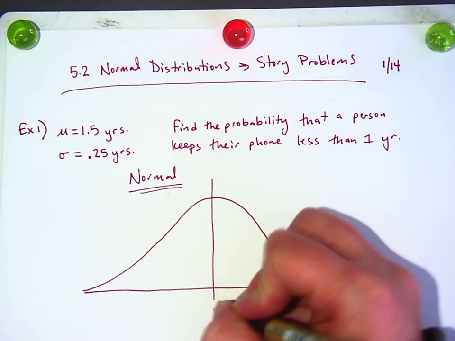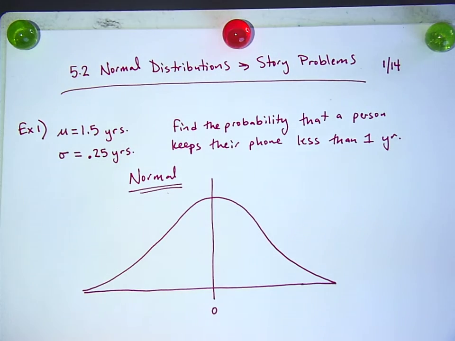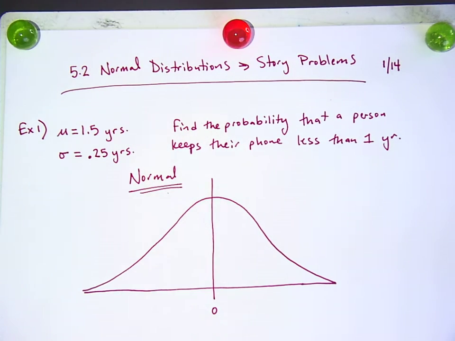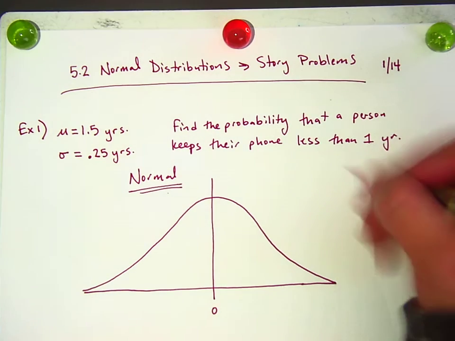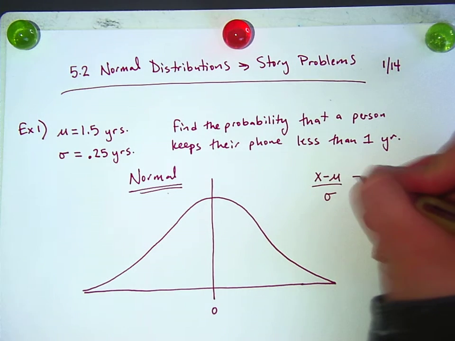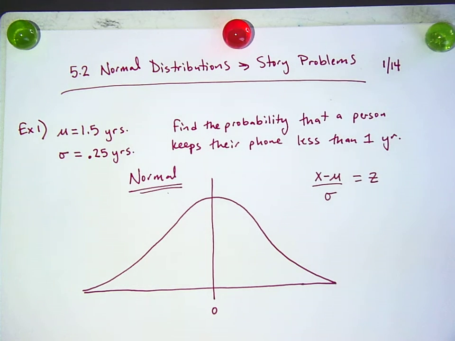All right. I'm still putting 0 in the middle. I'm not putting 1.5 in the middle because this is a graph of z-scores, not of the actual data. So the first thing we have to do is find a z-score. Do you guys remember the formula? X minus mu over sigma is a z-score. Nice job. X is the data point that you're interested in, mu is the mean, and sigma is the standard deviation. So what's the data point that we're interested in?